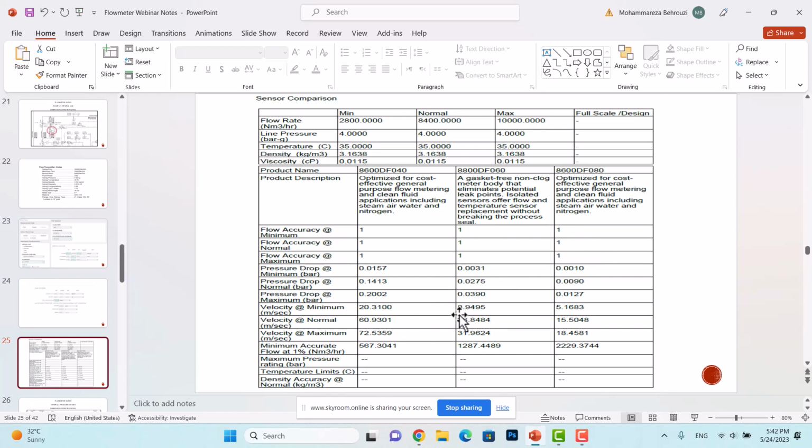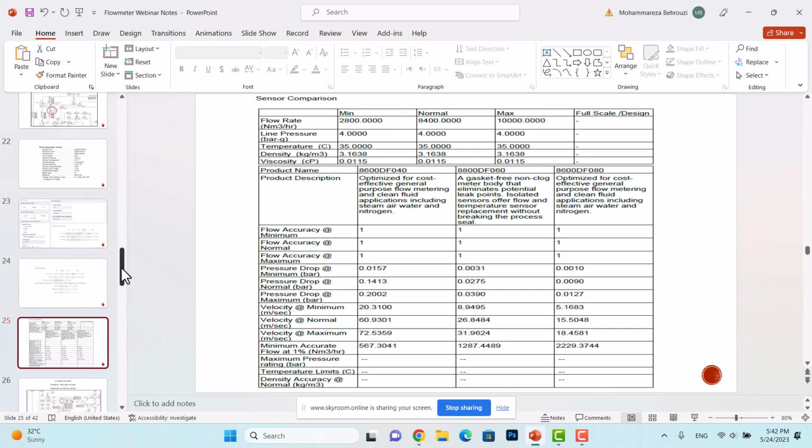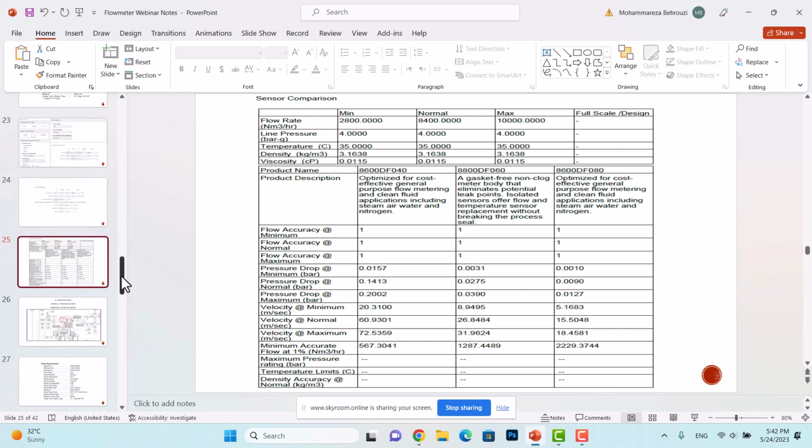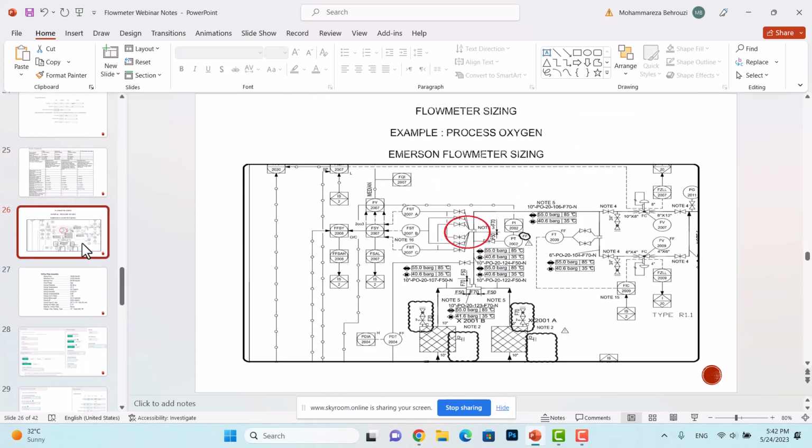In each step I'm trying to make it more detailed. In the first example I familiarized you with the environment. In the second example, like this one, I showed you some criteria for how to select the best sizing of a flowmeter. And how about the last example? In the last example I'm going to play the role of application engineer.